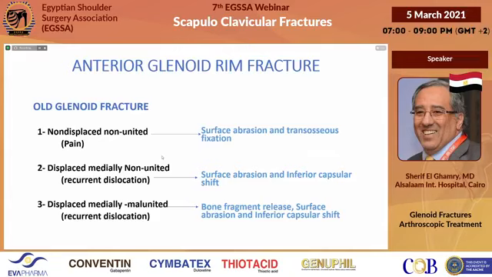For the old non-displaced fracture causing pain, we fix the fragment with transosseous suture after abrasion of the surfaces. If the fragment is displaced, either malunited or non-united, with a history of recurrent dislocation, an arthroscopic inferior capsular shift with fragment fixation is done. Next.